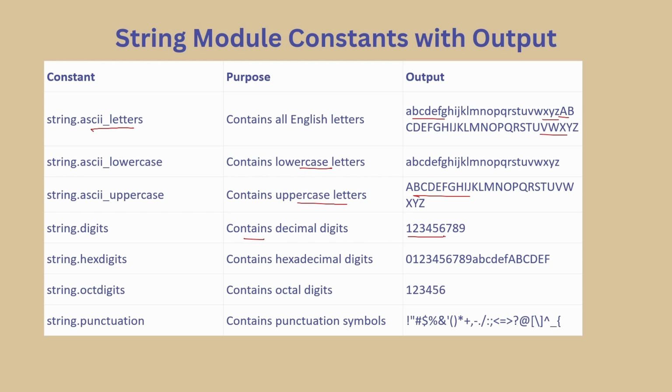Okay, then we have hexadecimal digits when we say string.hexdigits. So from 0 to 9, then ABCDEF in caps till here. It will help in creating hexadecimal digits. Then string.octdigits contains octal digits. string.punctuation contains punctuation symbols. These are all punctuation symbols. I'll just show you on PyCharm and it will become more clear.